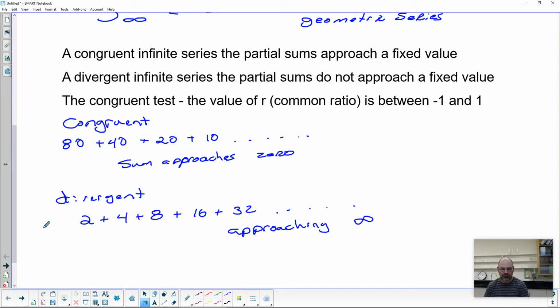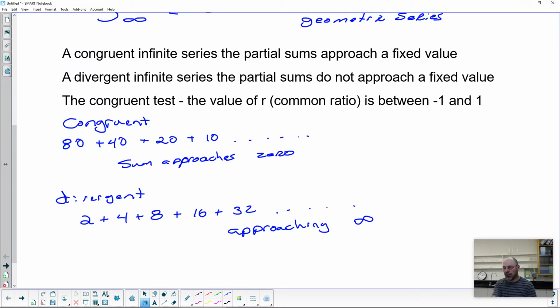Okay, so this is divergent. It's not approaching 0. This one would be congruent because it's approaching a fixed value of 0. Eventually, when we get way, way down at the other end, it'll be close to 0. Okay, and that's the difference between them. So the one that we're dealing with, the infinite geometric series, is congruent. It's going to approach 0.